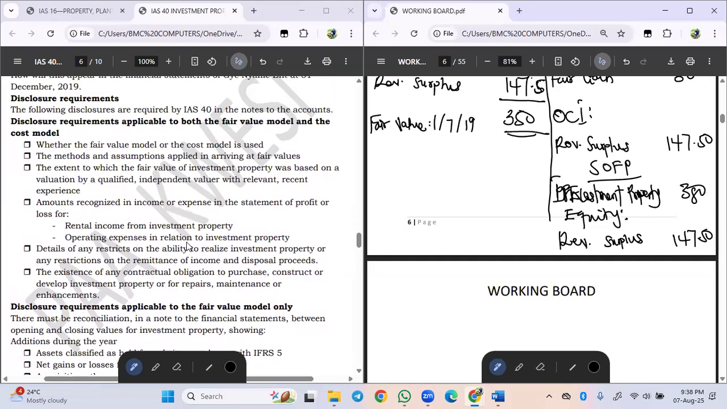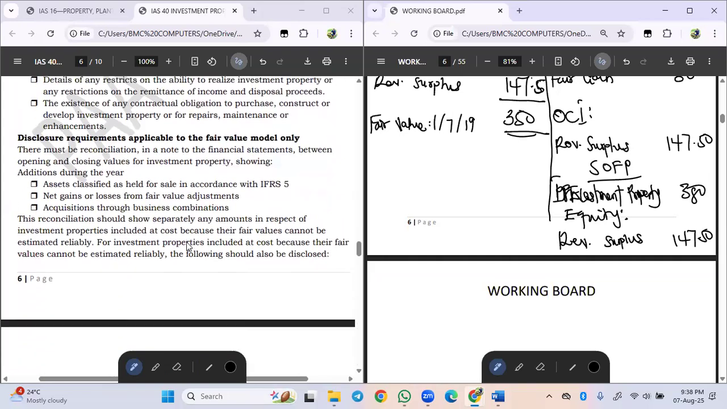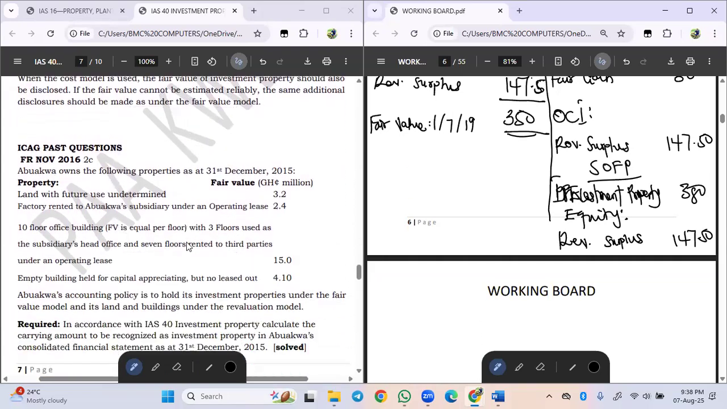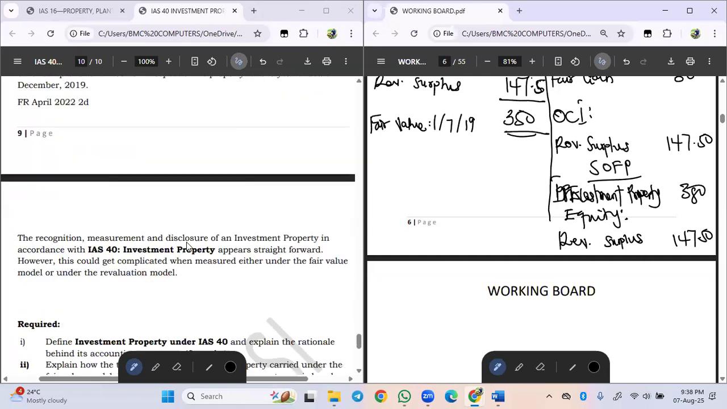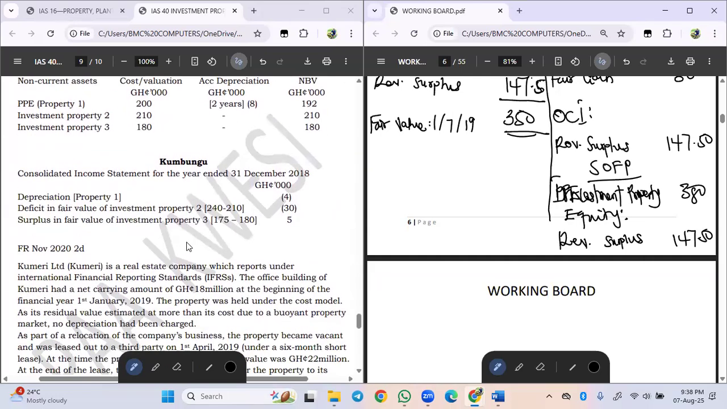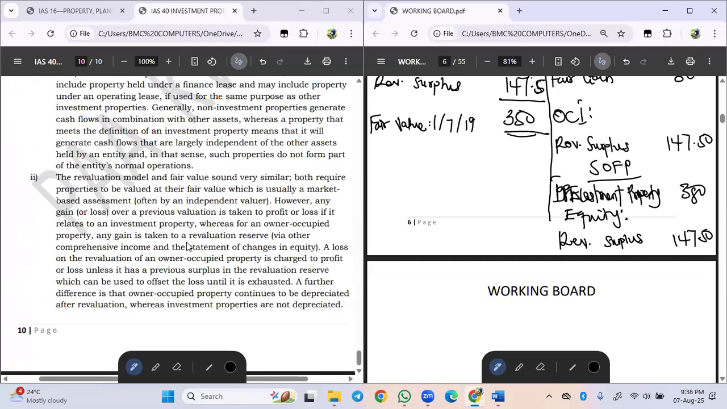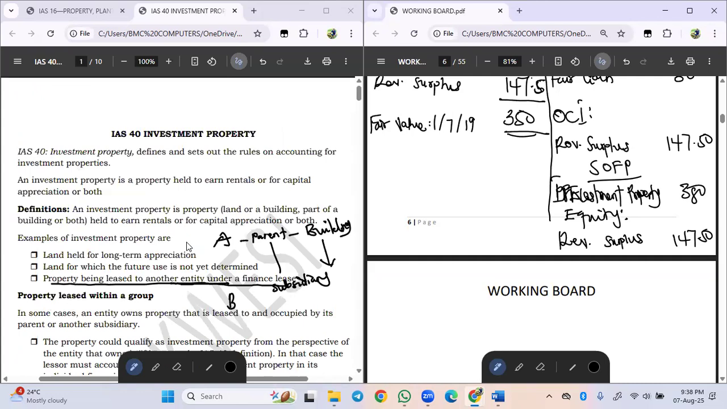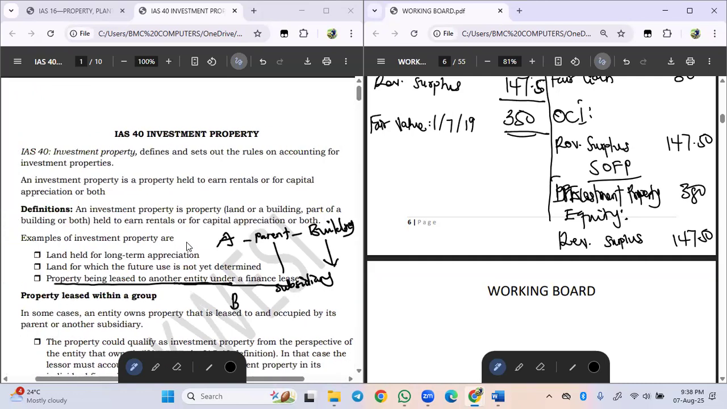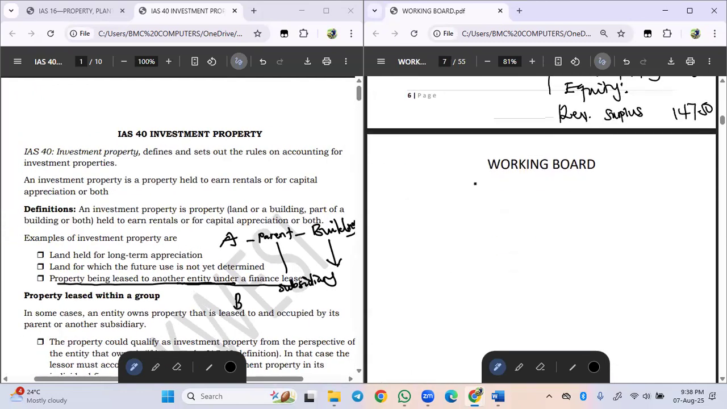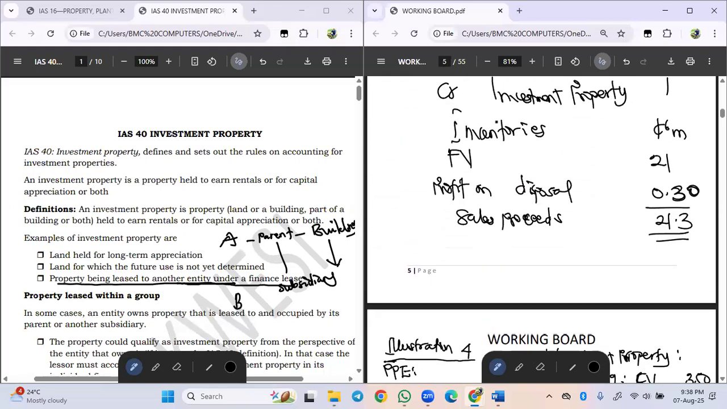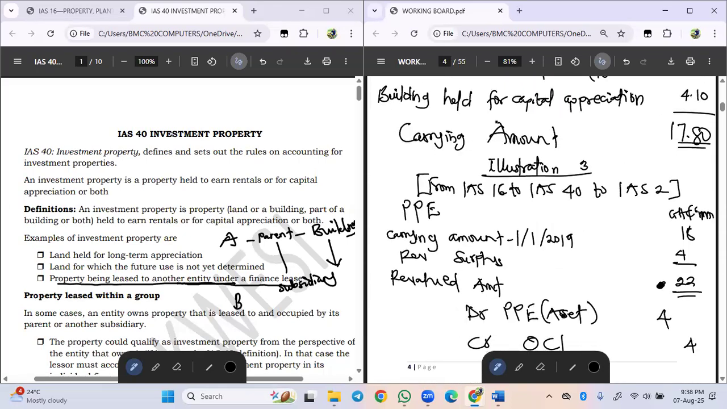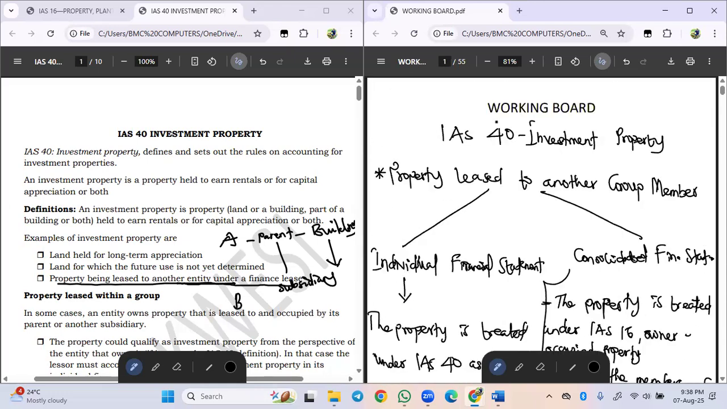The rest are disclosures, what you need to disclose in your statement. Then you have the past questions here. I don't know if you are tired or you didn't understand some of them, but after class, just revise and also try your hands on the questions, and I think you'll be fine. Any question for me before we close?